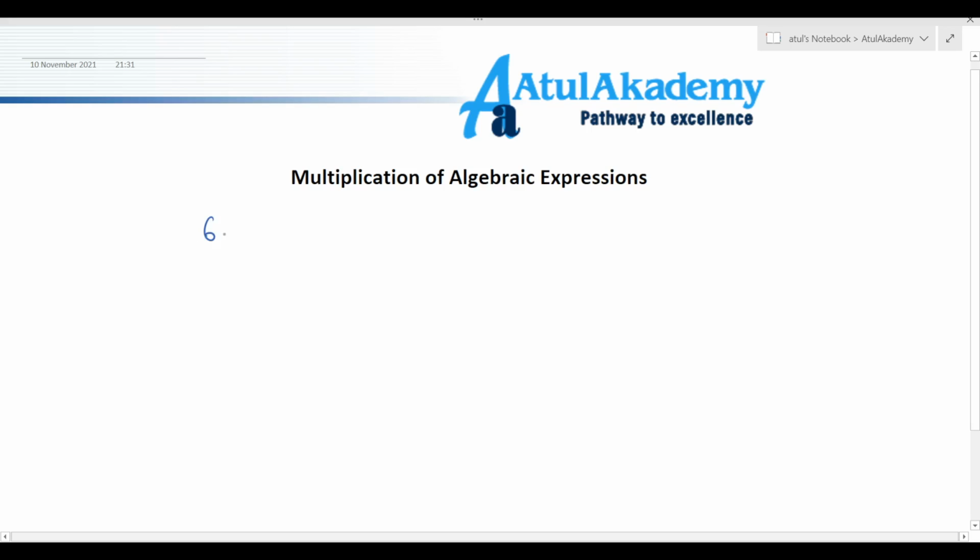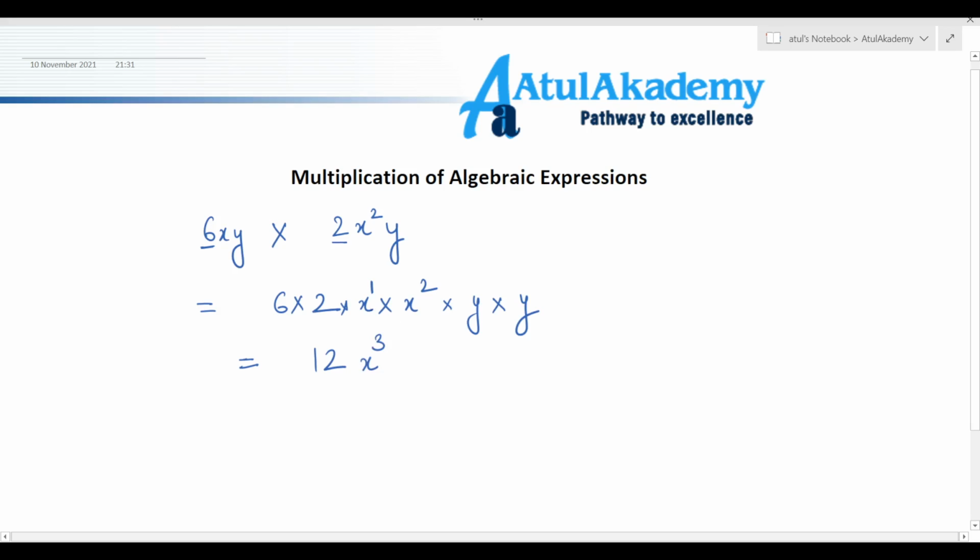So let us multiply 6xy multiplied by 2x square y. Now, how do we multiply? We see there are two constant terms, 6 and 2. So 6 will be multiplied by 2, variable x will be multiplied by x square, and y will be multiplied by y. So 6 into 2 is 12, x into x square: x is to the power 1 actually, so 1 plus 2 becomes 3. You all know the exponent rule: base same, powers add up. Then y, 1 plus 1 will become 2. This is the answer. This is how we multiply a monomial with a monomial.